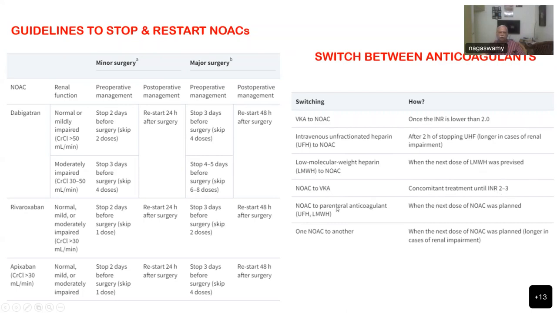And NOAC to parenteral anticoagulant like unfractionated heparin and low molecular weight heparin: when the next dose of NOAC is due, you can switch. Instead of giving that NOAC, you can give the parenteral drug. And one NOAC to another, when the next dose of NOAC is due, the interval being longer in case of renal impairment. So if you have started on, say, dabigatran and you want to switch over to rivaroxaban, when the next dose of dabigatran is due, you can give rivaroxaban instead. So switching from one newer anticoagulant to the other is also quite easy. All these things are the points that I think you can write and include in your answer.